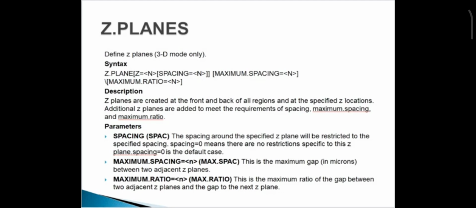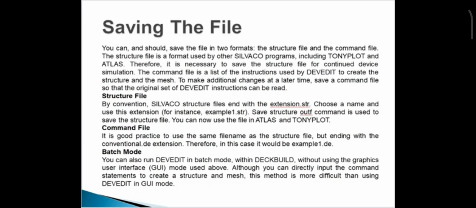Parameters: spacing. The spacing around the specified Z-plane will be restricted to the specified spacing. Spacing 0 means there are no restrictions specified to this Z-plane. Dot meshing: 0 is the default case. Maximum spacing: this is the maximum gap in micron between the two adjacent Z-planes. Maximum dot ratio: this is the maximum ratio of the gap between the two adjacent Z-planes and the gap of the next Z-plane. Next, saving the file.